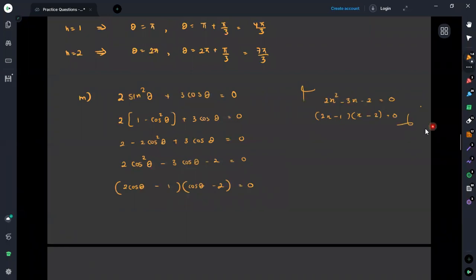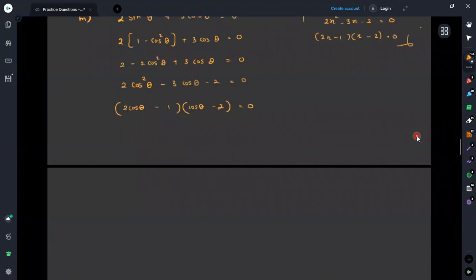Now we can find the solutions by equating the factors separately to 0. 2 times cosine theta minus 1 equals 0, or else cosine theta minus 2 equals 0. From the first part, 2 times cosine theta equals 1, which gives cosine theta equals half. But here we get cosine theta equals 2.